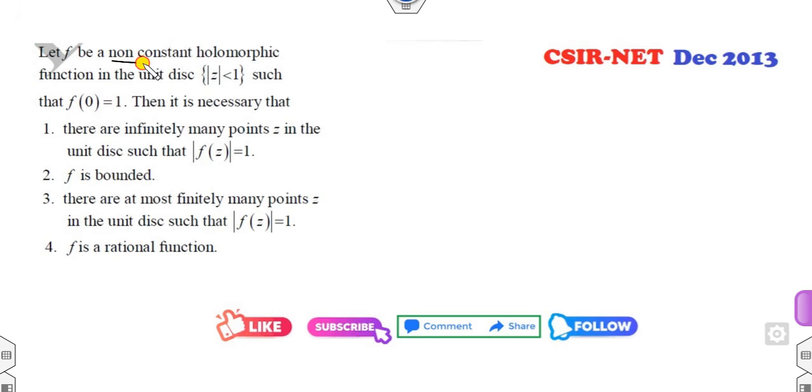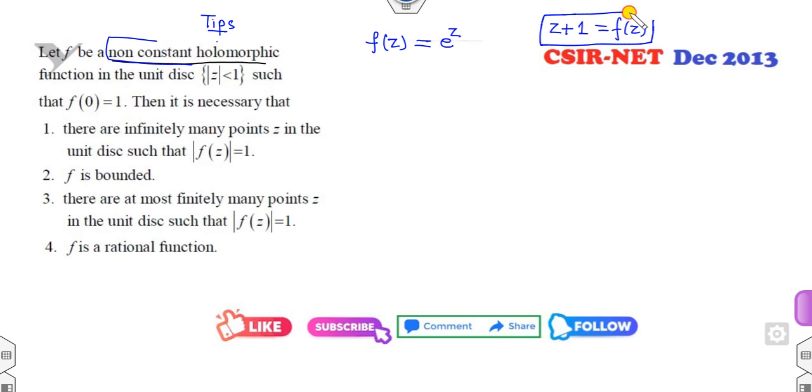f is a non-constant holomorphic function, that means an entire function on the unit disk D. Always remember, students, whenever the question is about a non-constant entire function, the first choice is e raised to power z. After that you can think about z. Okay, f of 0 is 1, satisfied. You may think about this function also, which is also non-constant, and f of 0 is satisfied.